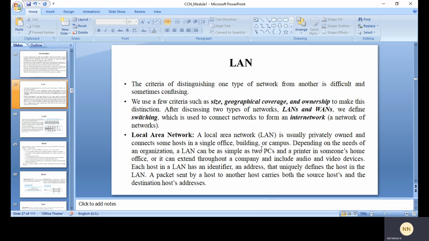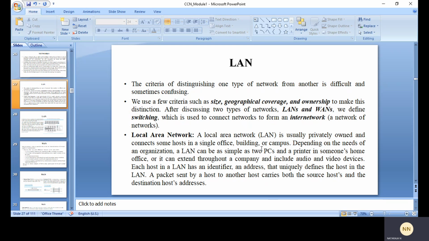What exactly is the meaning of LAN? Local area network and wide area network. The abbreviation for LAN is local area network and WAN is wide area network. We are going to define switching, which is used to connect networks to form an internetwork, or network of networks. First we'll discuss the local area network.